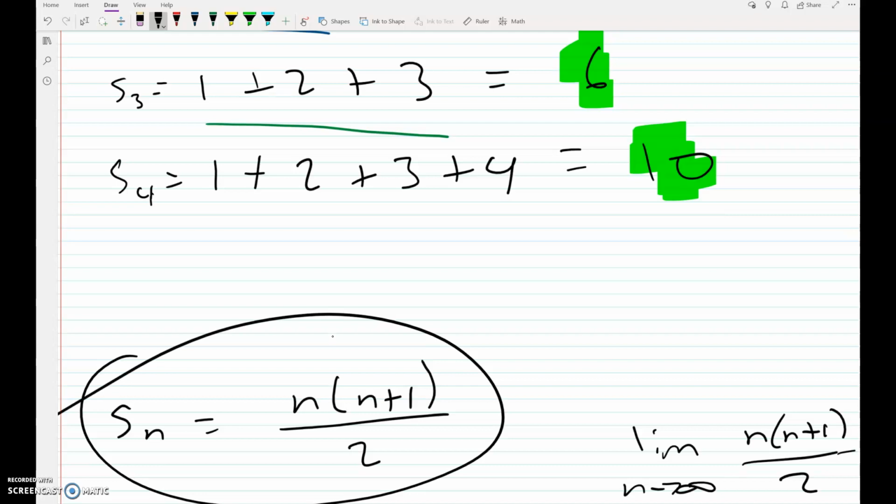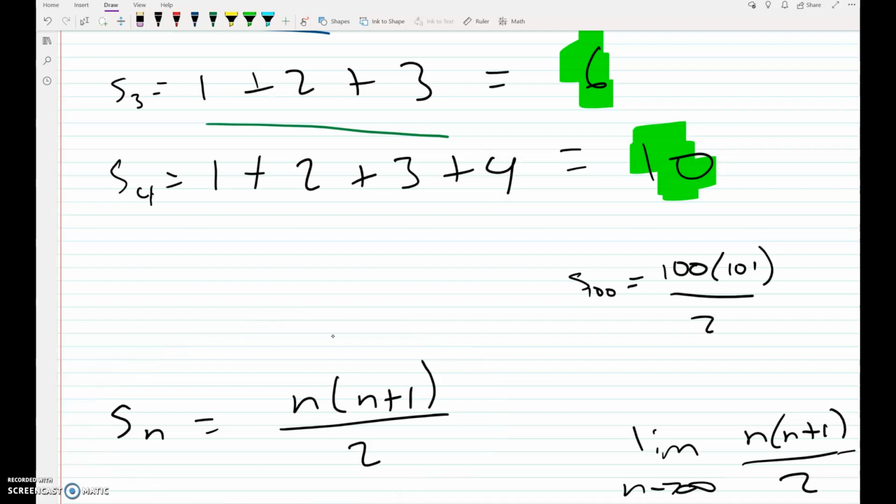For example, if I wanted to know the 100th partial sum, it would be 100 times 101 all over 2. Conveniently, we know the value of the sum up to the 100th term. And by looking at this enormous number, you're really starting to think, okay, this series is going to diverge. So we can talk about, okay, what's the limit?